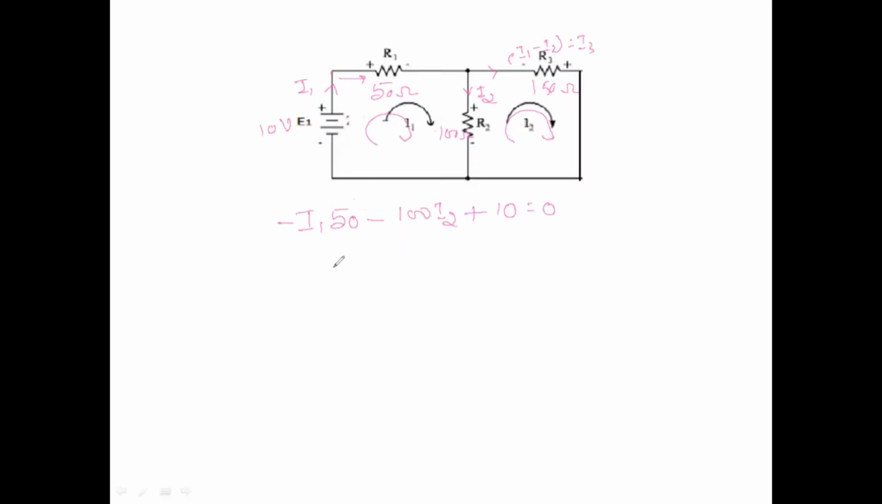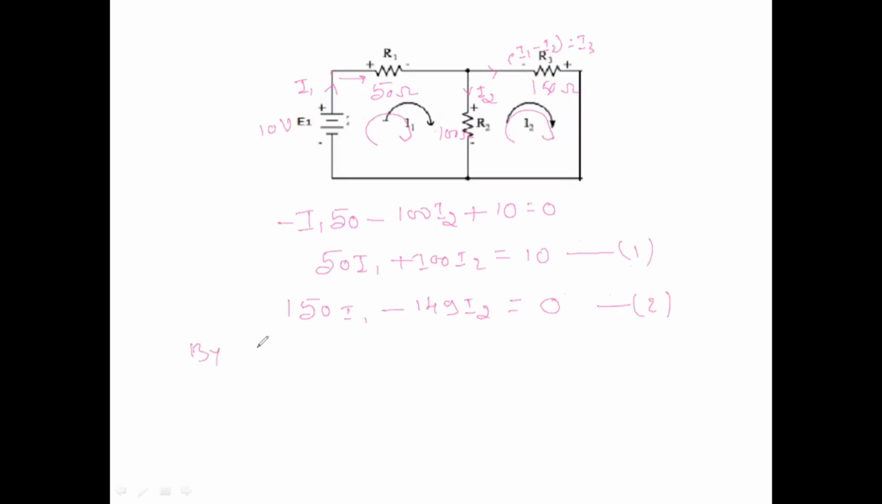If you simplify this, you will get 50 I1 plus 100 I2 is equal to 10. We can call this equation 1. Similarly, if you apply KVL for the second loop, you get the equation 150 I1 minus 149 I2 is equal to 0. I'll call this equation 2.